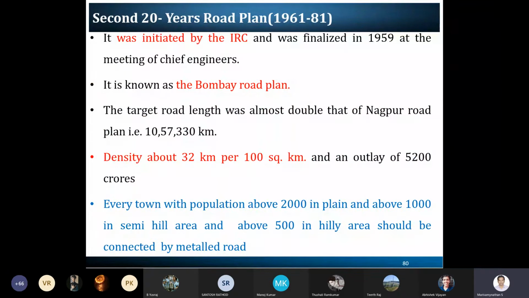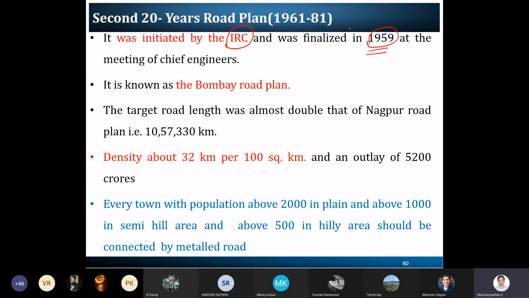While the first 20-year plan was ongoing, before completing that plan, the IRC, the Indian Road Congress we saw last class, where different researchers and engineers are involved in that committee, was initiated in 1951 and 53 and started activity in the field of the transportation sector. Those chief engineers initiated the second 20-year plan in the year 1959. So the years are very crucial; just keep them in your mind if you are planning for competitive exams.